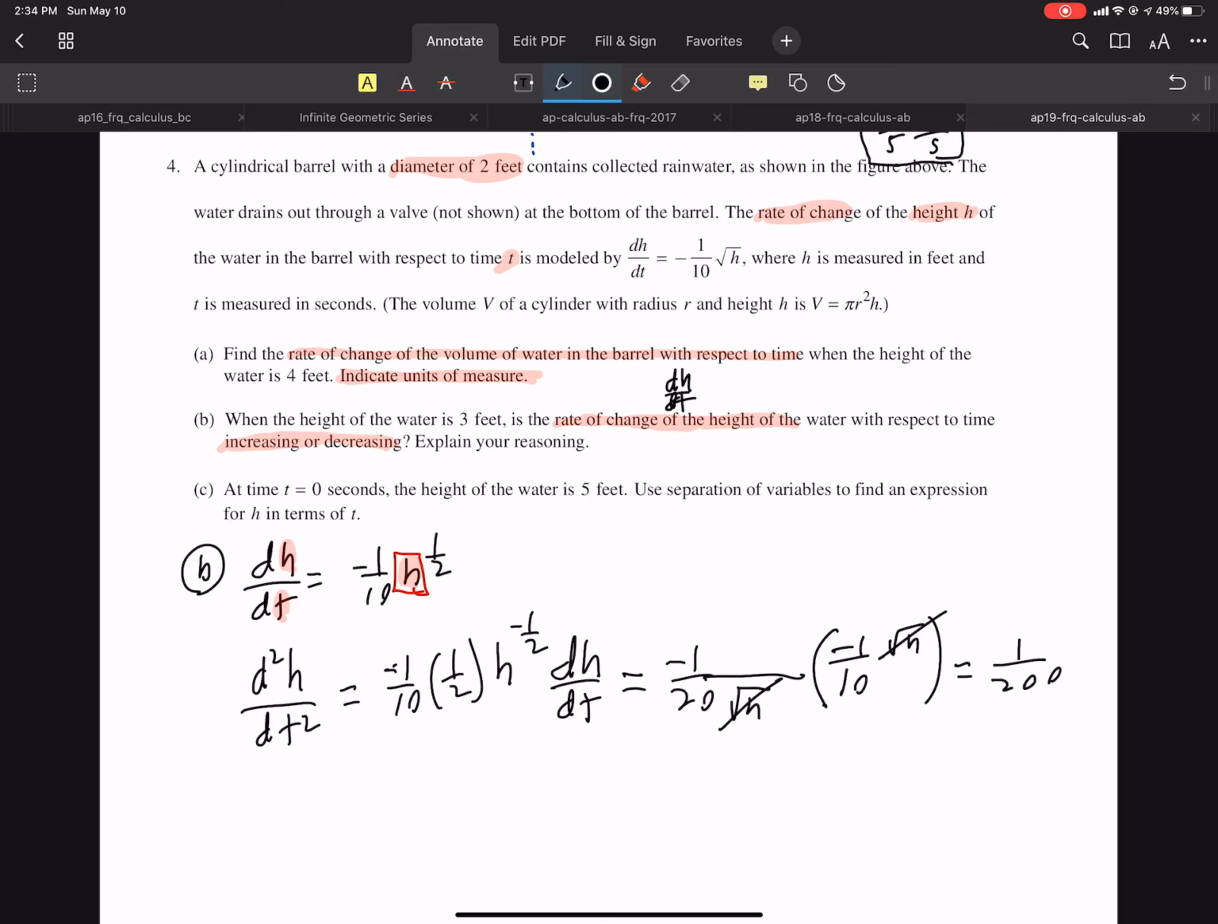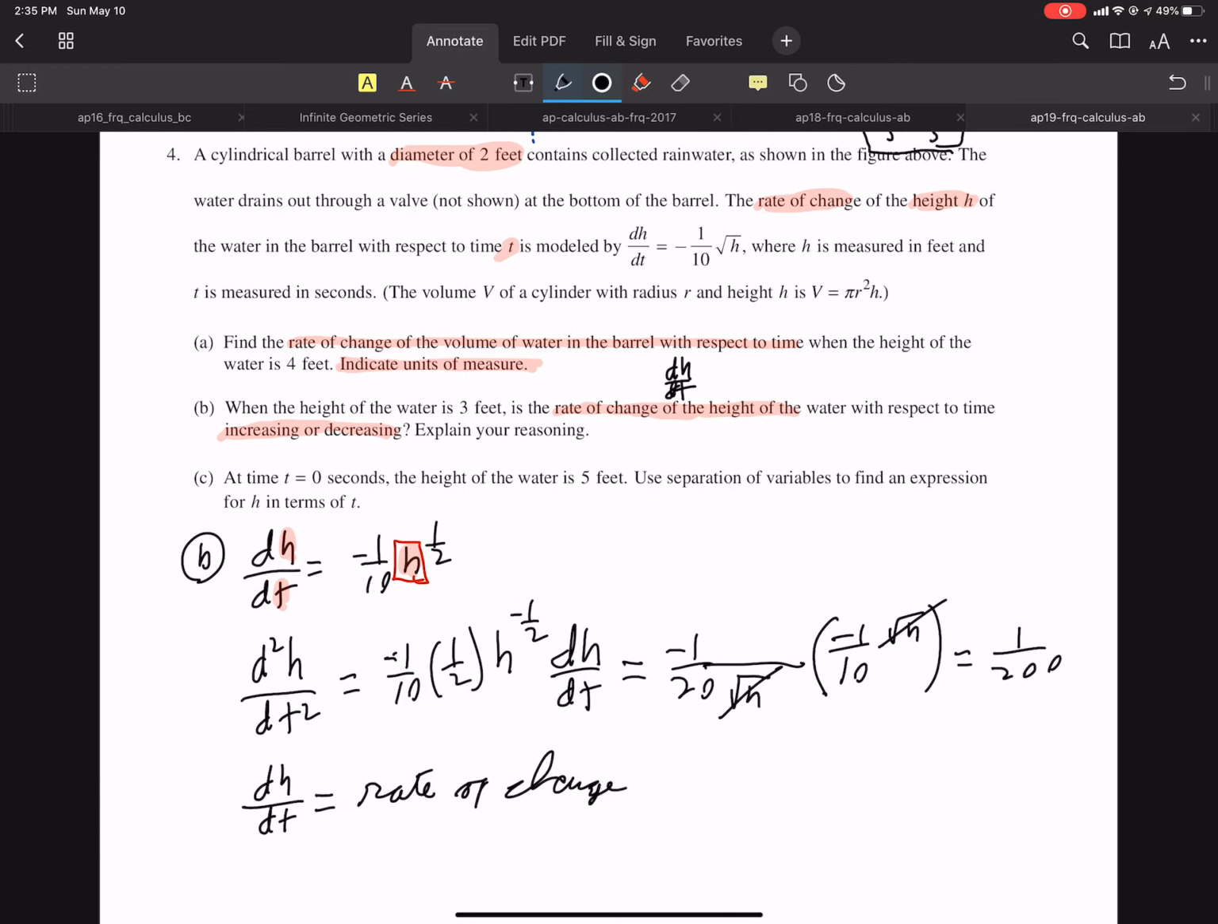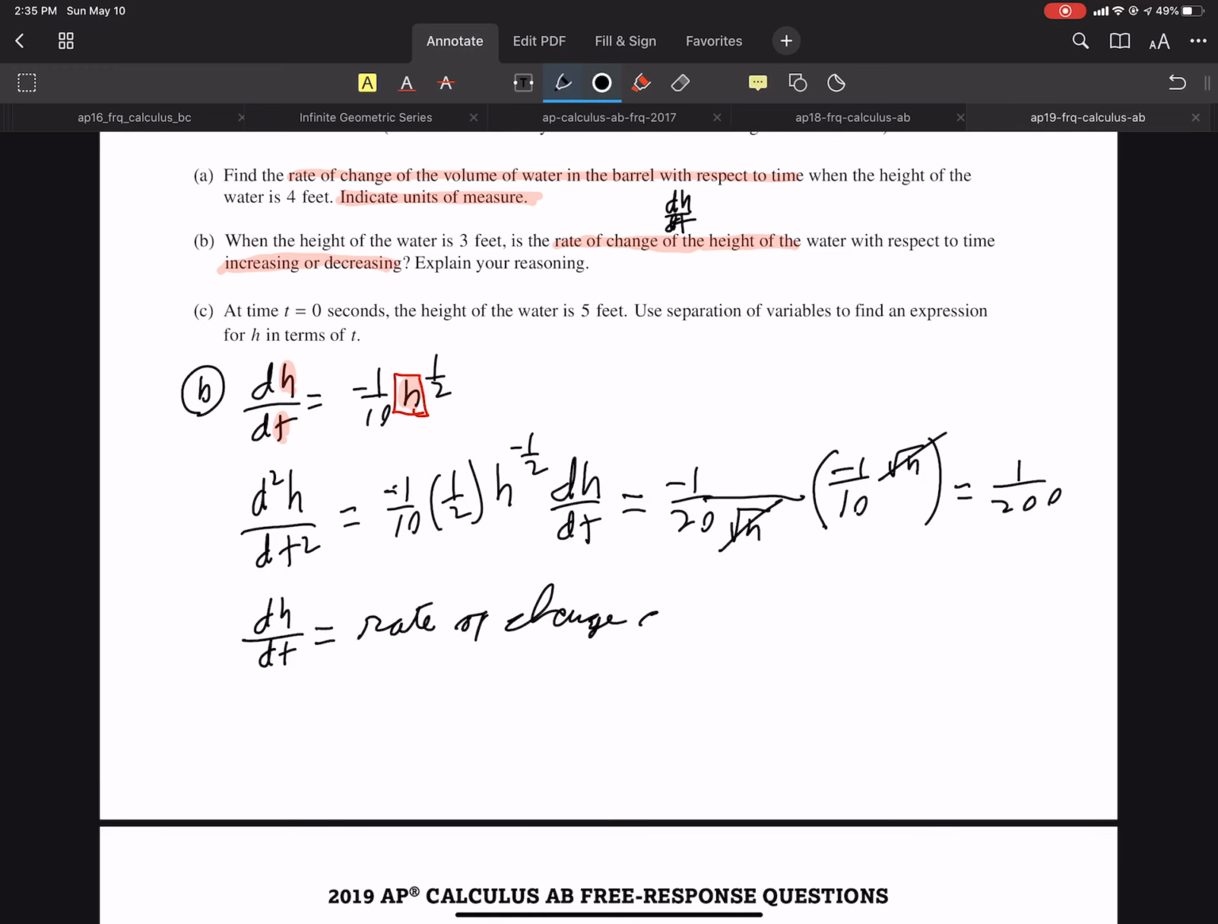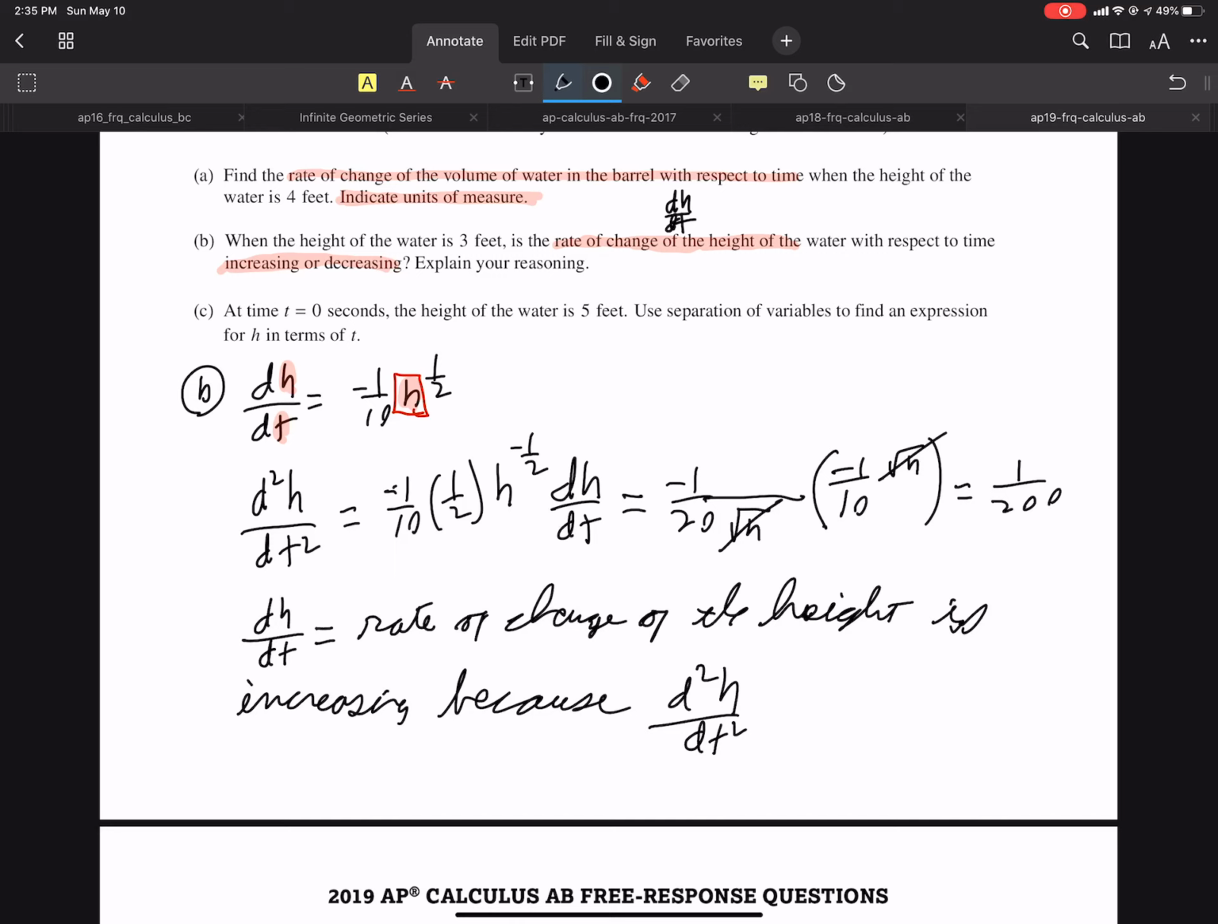So we're pretty much done. So we know that dH dt is increasing. So we can say dH dt, which is the rate of change of the height, is increasing, because the second derivative is positive when h is 3. So that's it.